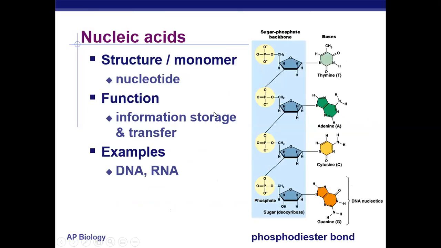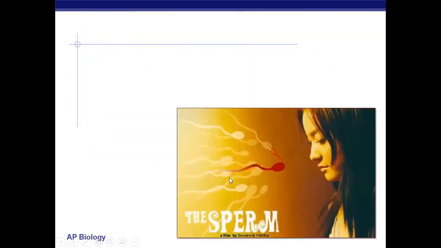Nucleic acids, the monomer is the nucleotide. The function is for information storage and information transfer, and the examples are DNA and RNA. You form phosphodiester bonds through dehydration synthesis between a hydroxyl group off of a ribose sugar and a hydroxyl group off of a phosphate. And that is a dehydration synthesis that forms a phosphodiester linkage.